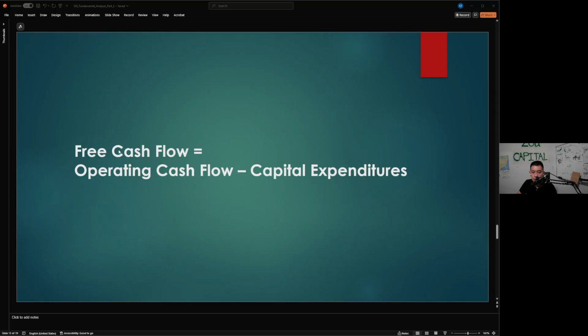Free cash flow is equal to operating cash flow minus capital expenditures. Operating cash flow is sometimes called net cash provided by operating activities, and capital expenditures might be named differently as well, such as payment to develop oil and natural gas properties, payments to purchase oil and natural gas properties.